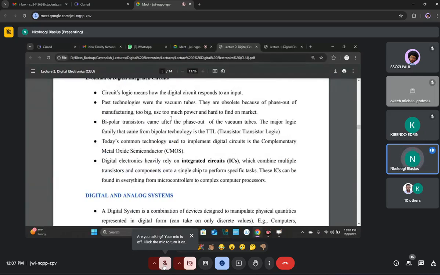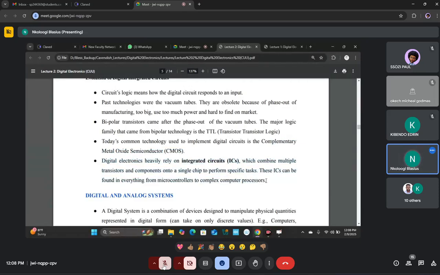That in the past, technologies were using vacuum tubes, but later they phased out because of issues like the need for much power, and also that they were becoming hot. You guys can look at those old machines like the Pentium 2s, Pentium 3s, Pentium 4s. Yeah, they used to overheat. That's why they changed to new technologies, which started from the bipolar transistors and later the TTLs. But the TTLs are also phasing out, and now we are actually using complementary metal oxide semiconductors.